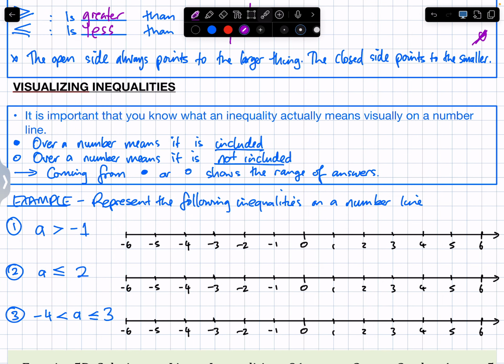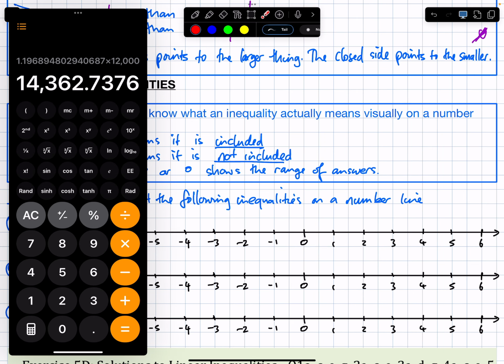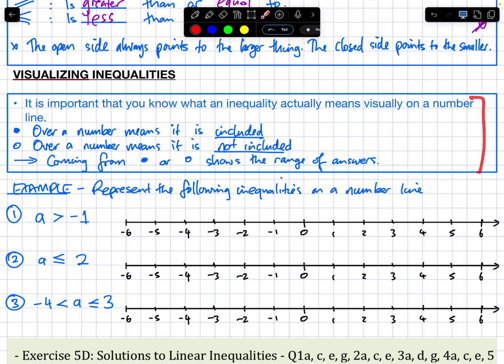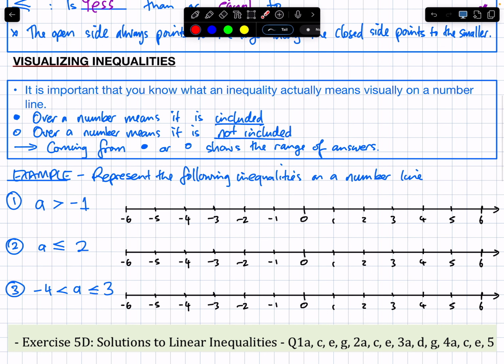If you want to symbolize the inequality, you draw a number line like this in red. If it's a closed dot over a number, it means you include that number. So you'd use that when it's like greater than or equal to. If it's an open dot, that means it's not including that number. And then any arrows that you draw, coming from a dot or an open dot, show the range of answers. Then we'll do 3 examples, and then exercise 5D is pretty cruisy because all you're doing is drawing a number line and telling me what the inequalities mean.